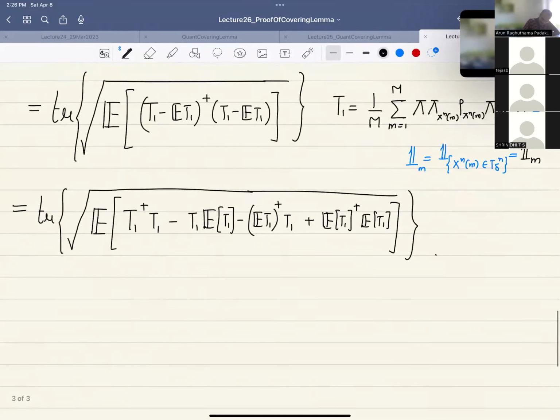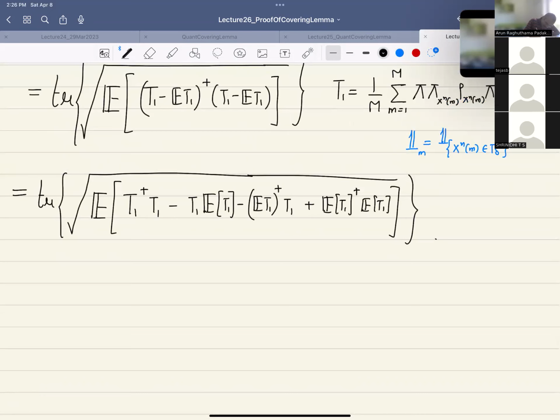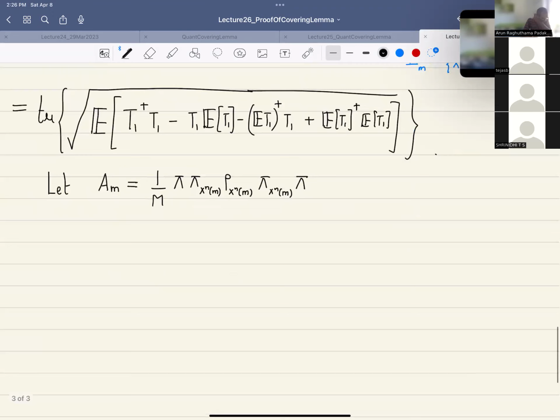T1 is big, so let me just do this. So let A_M be 1 by M, sorry, not 1 by M. Pi, maybe I'll put 1 by M. How does it matter? I'm just going to name each factor so that it's easy for me, it just gets unwieldy: rho_xn of M, pi_xn of M, pi. Okay. So what are we looking at?